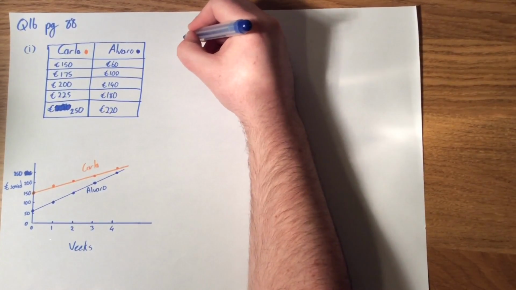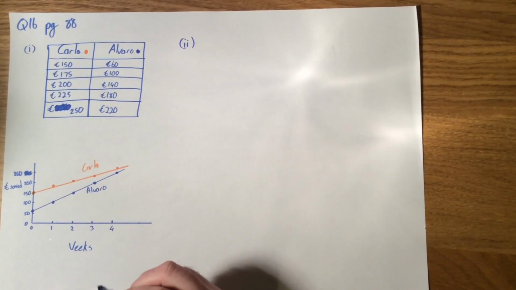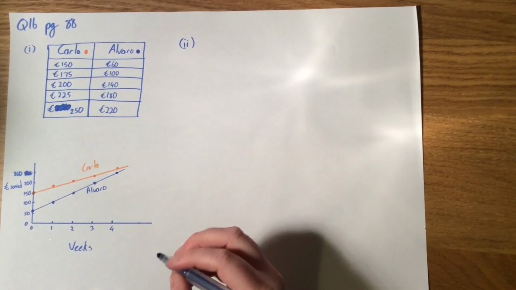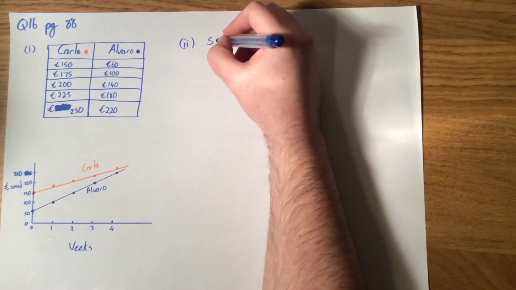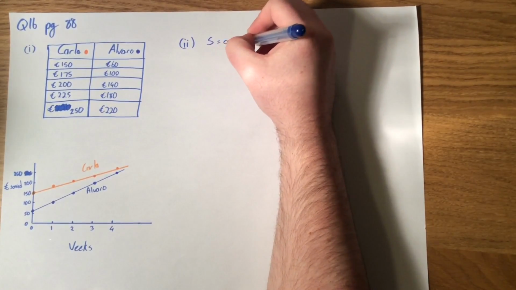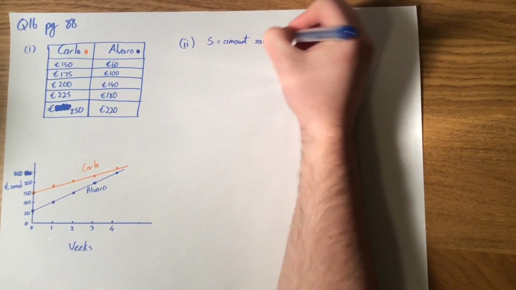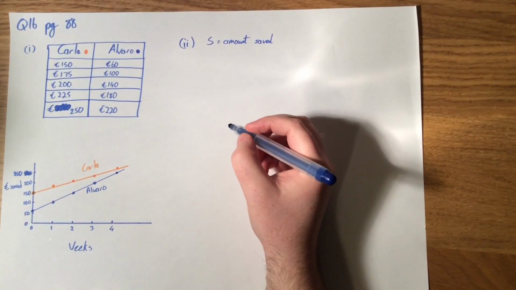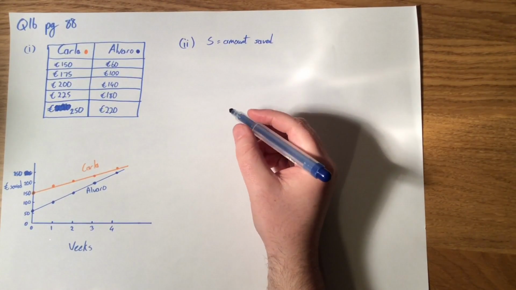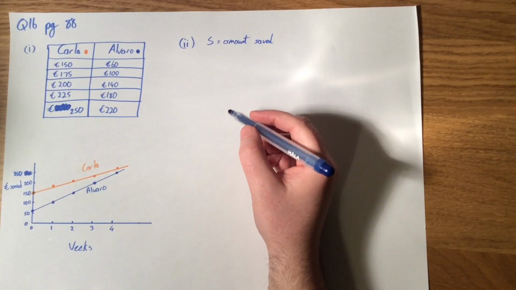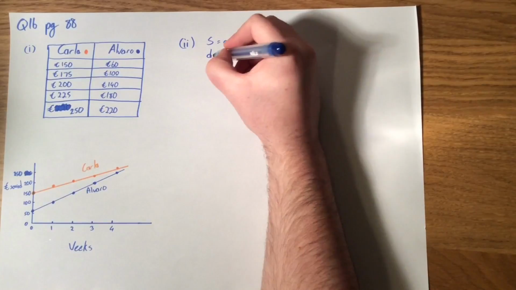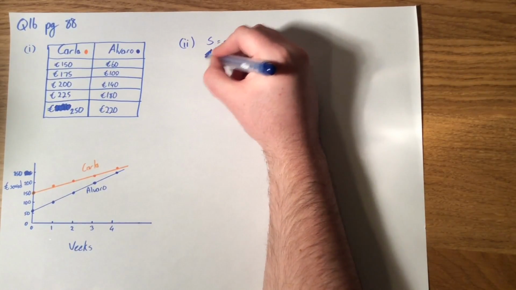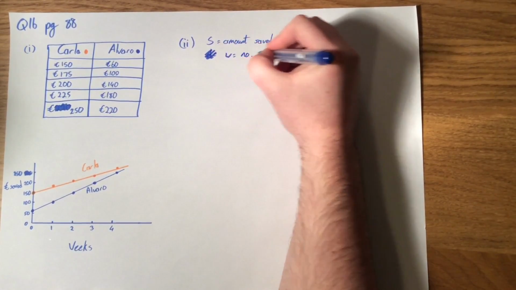So let's go on to part 2 there. Part 2 says, write a formula for the amount saved by each person. State the meaning of all the letters used. Okay, so I'm going to use S for amount saved. And I suppose, what letter will I use for the number of weeks? I'll just say D, right? D is equal to, no, we'll go with W is equal to number of weeks.